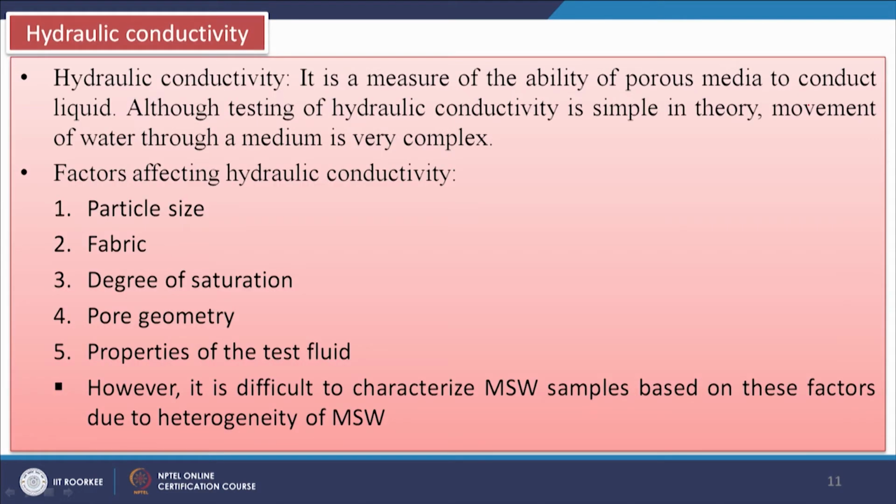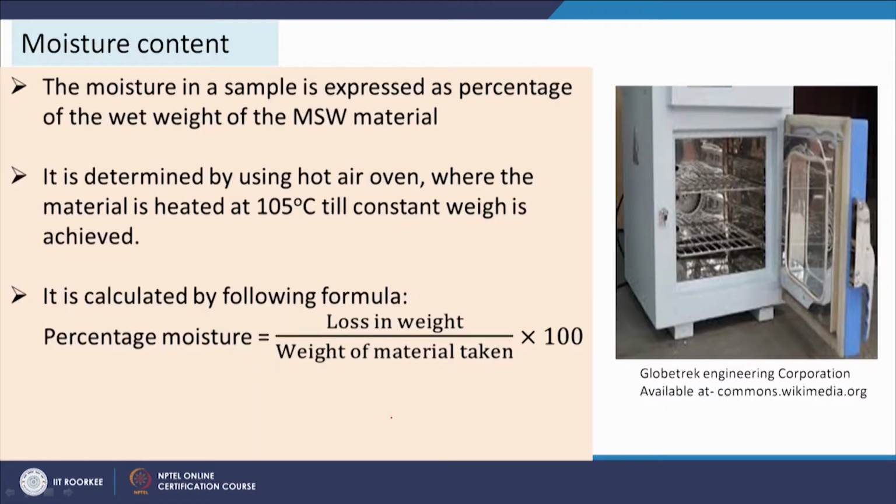Now, hydraulic conductivity. Hydraulic conductivity is a measure of the ability of porous media to conduct liquid. Although testing of hydraulic conductivity is simple in theory, movement of water through a medium is very complex. Factors affecting hydraulic conductivity are particle size, fabric, degree of saturation, pore geometry and properties of the test fluid. However, it is difficult to characterize MSW samples based on these factors due to heterogeneity of MSW. Municipal solid waste is heterogeneous and that is a major problem for this also.